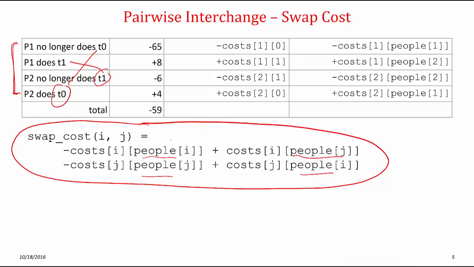And we can actually see the swap in our 2 assignments right here. So this is people I and people J. This is person I not doing its current task and now doing person J's task. And then we see the opposite right here.